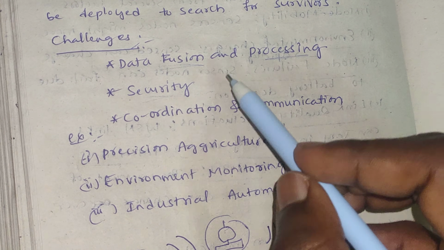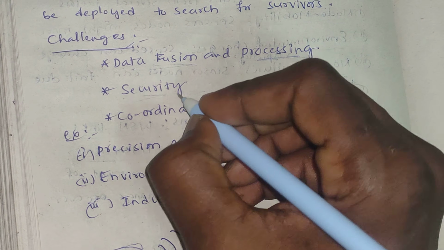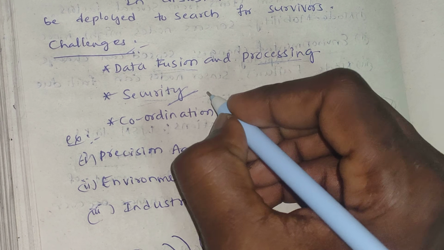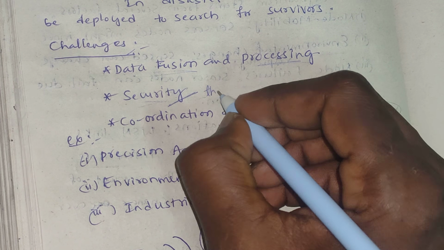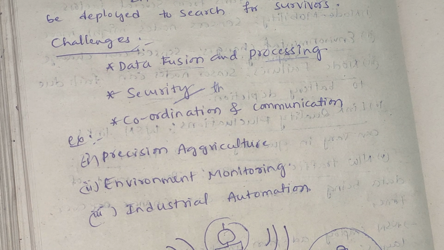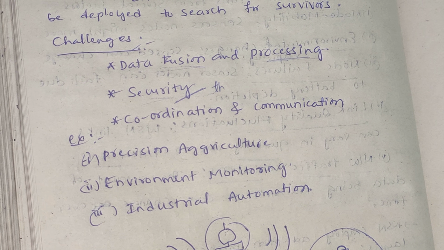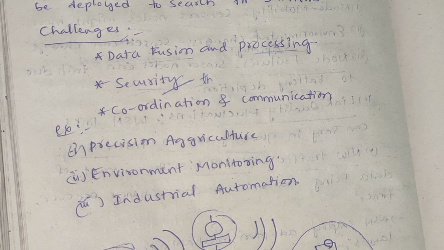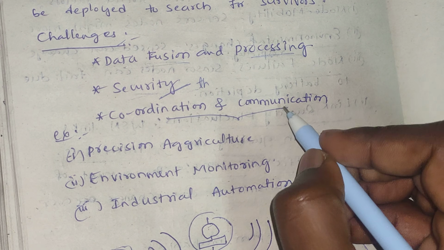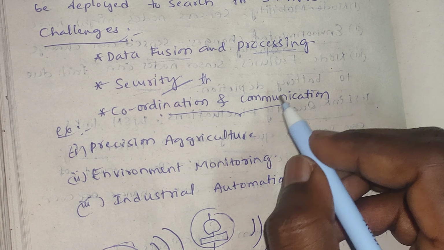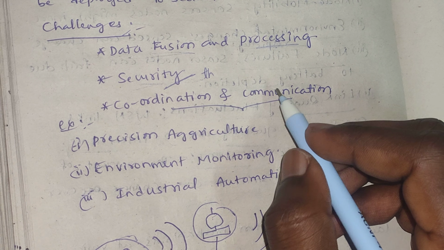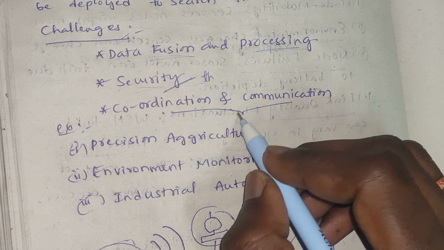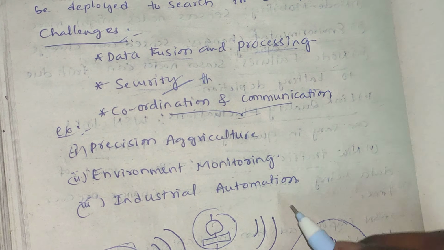Next, security. As I already told, an ad hoc network lacks security. It can face threats like denial of service, and there are many different types of threats, right? Next, coordination and communication. There are coordination and communication problems faced between sensor networks and mobile robotics. These are all the challenges of sensor networks.